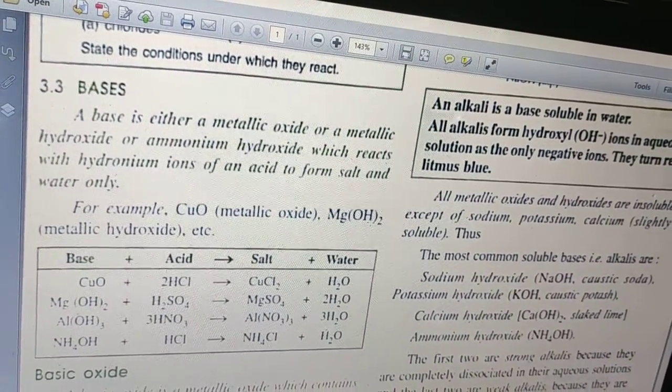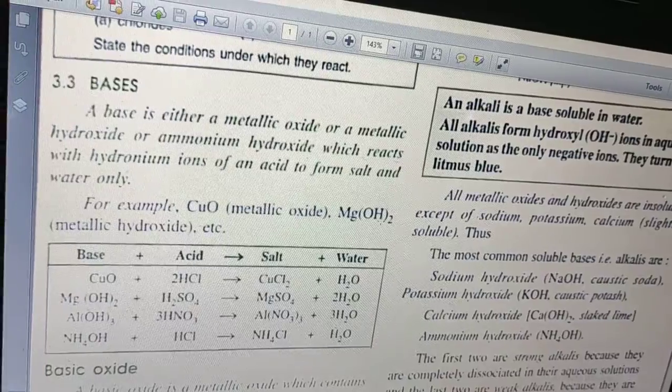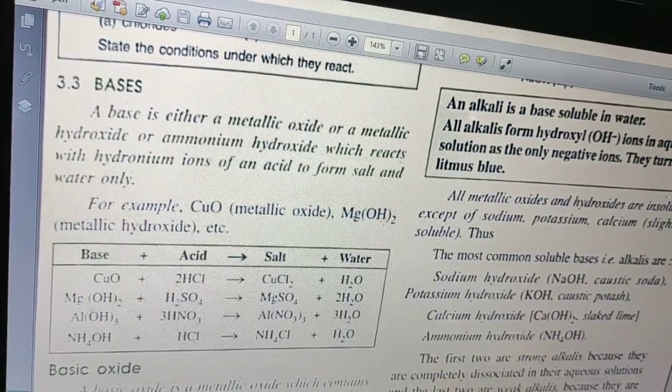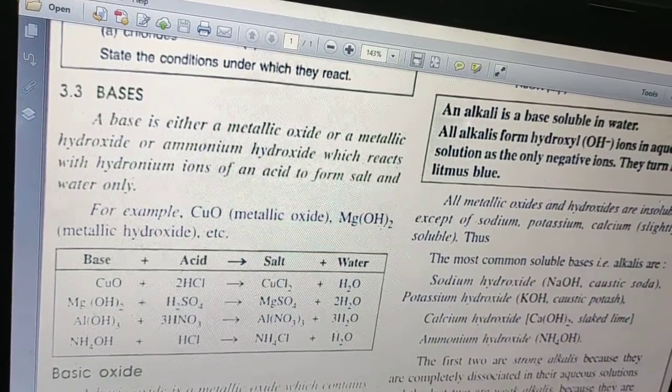Hello students, in our last class we have seen and completed the topic called acids. Now today we will discuss about bases.